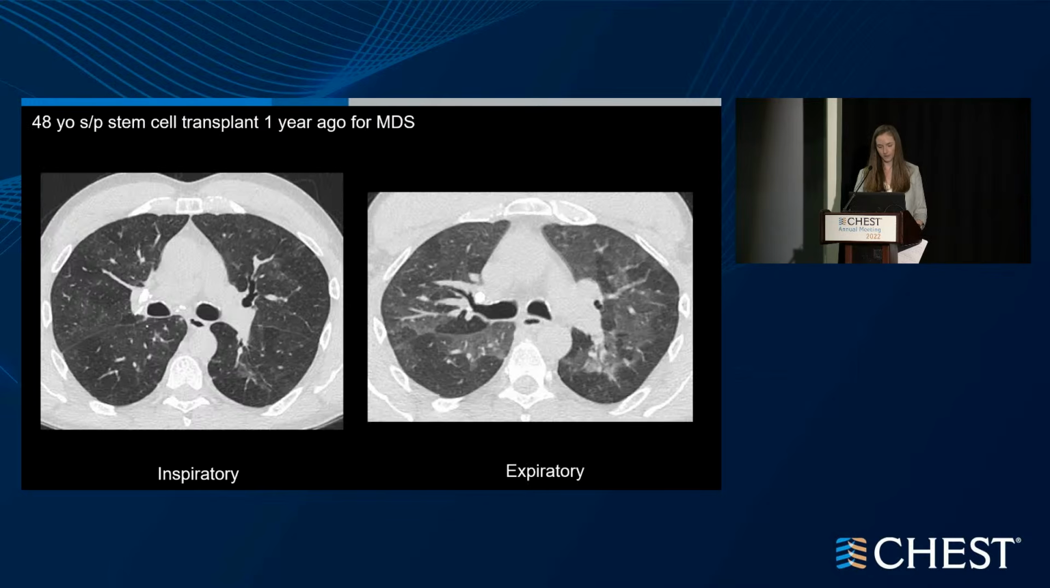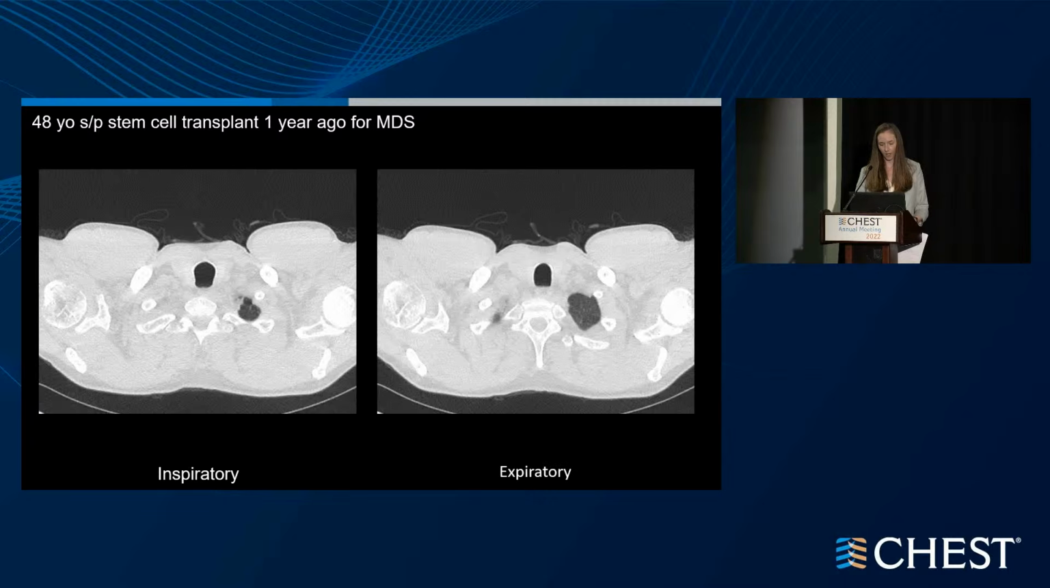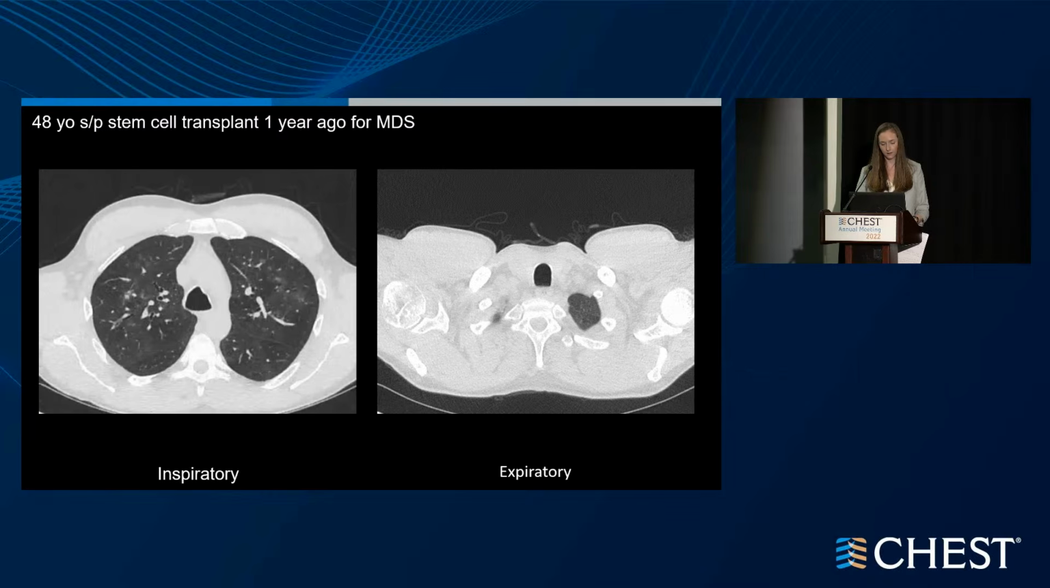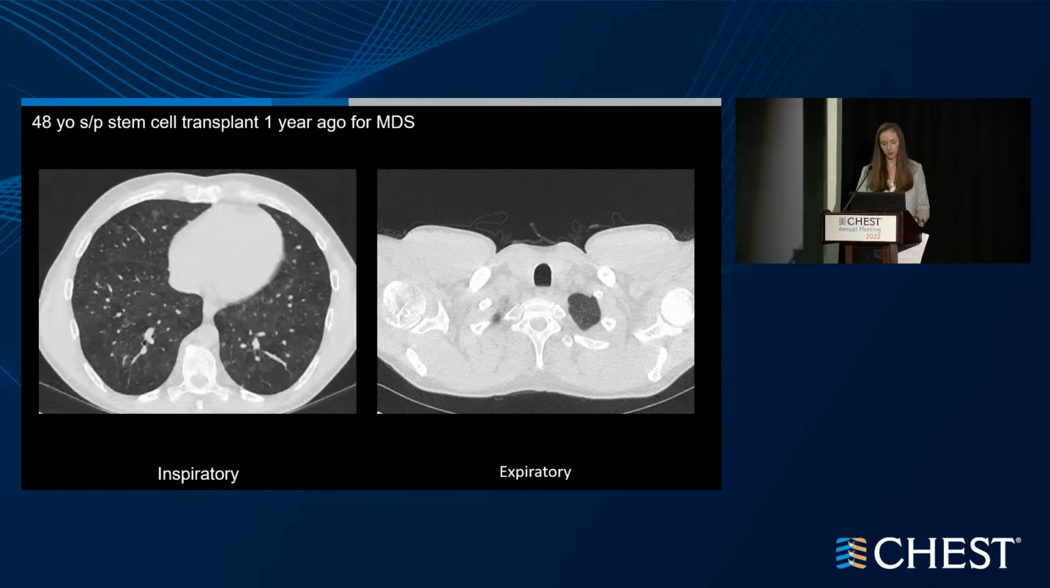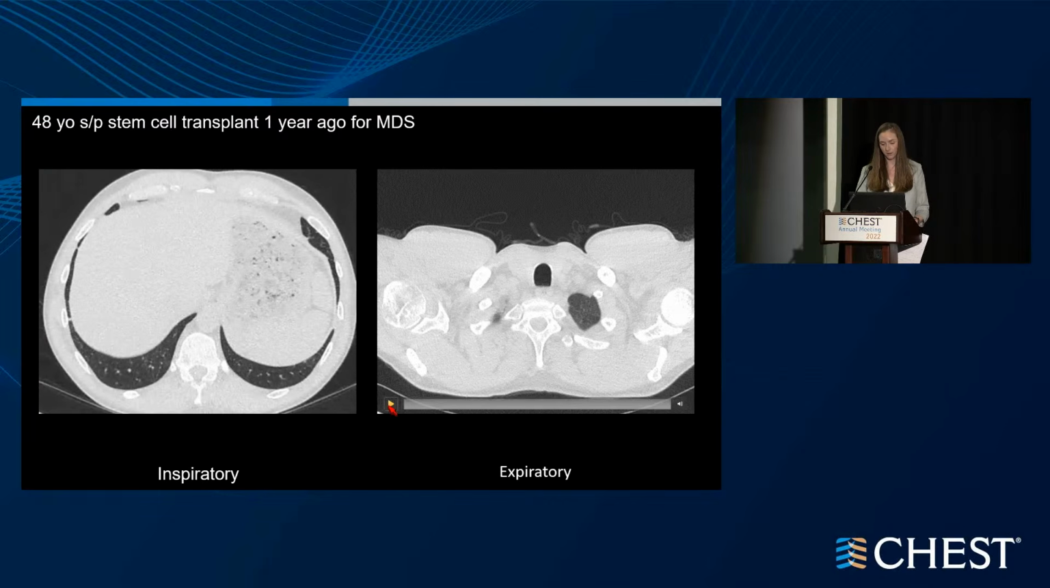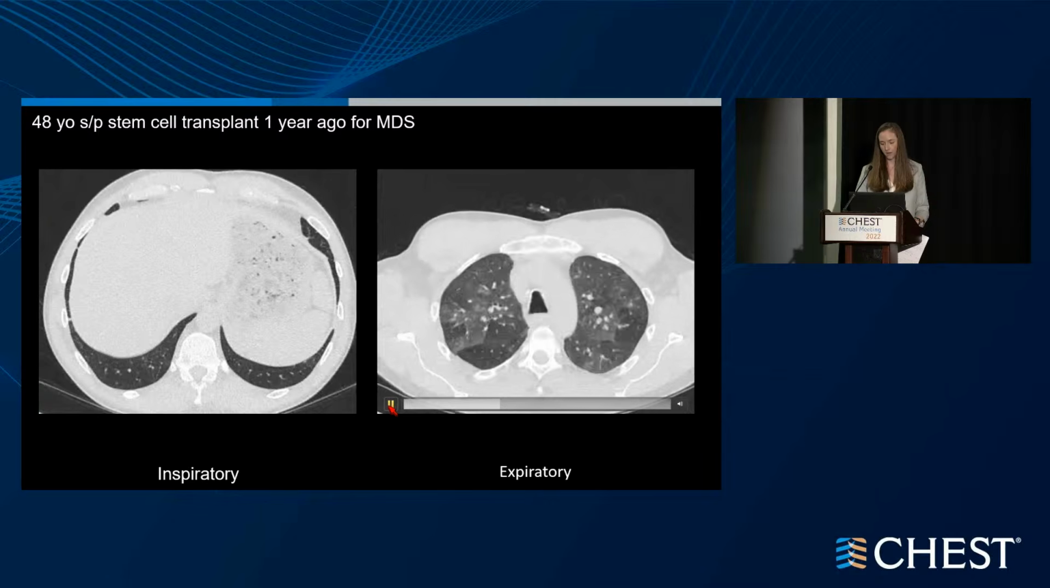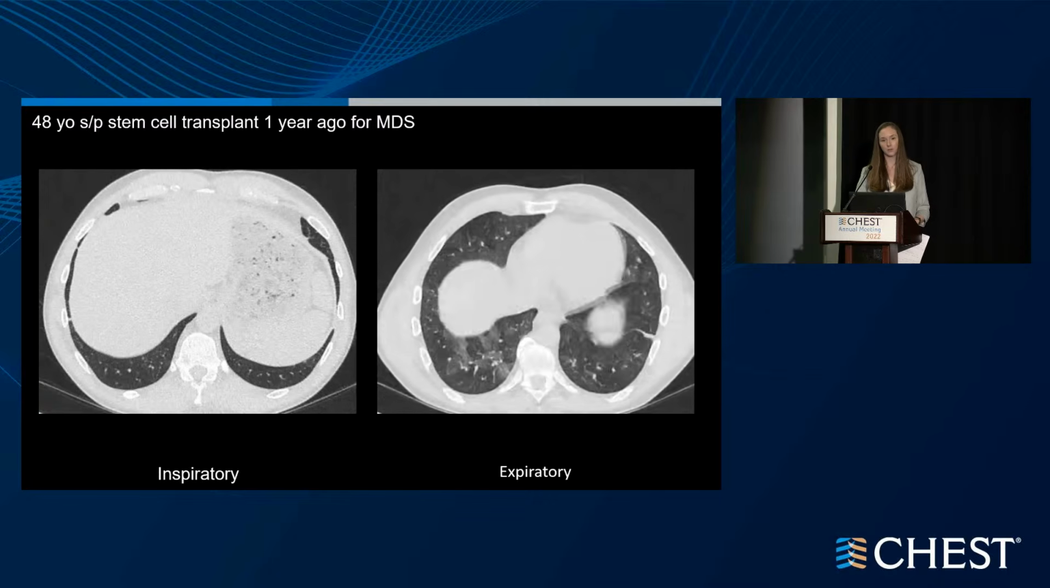Lastly, another process: a 48-year-old who underwent stem cell transplant for myelodysplastic syndrome 1 year ago. On the left inspiratory image, you can see some hint of potential mosaicism that is significantly more pronounced in the expiratory images. Superimposed, this patient also has some fine nodular changes, probably an improving inflammatory or infectious process. Again, on the inspiratory images you do see some of that mosaicism, and on the expiratory phase of high-resolution chest CT, marked worsening of that.